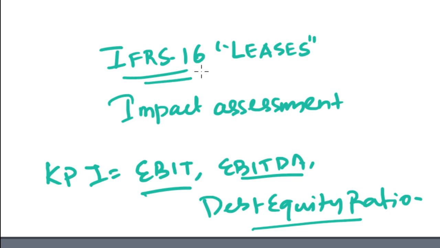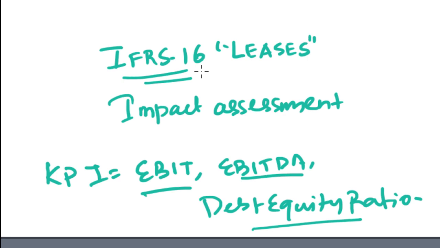IFRS 16 is a very substantial change. It is bringing substantial changes in the books of lessee, because it requires each and every lease to be capitalized, apart from certain exemptions like short-term leases or low-value leases. So in the majority of cases, there is no concept of operating lease and financial lease in the books of a lessee. We need to capitalize all the lease expenses. There's no off-balance sheet financing if we introduce IFRS 16 to the picture.